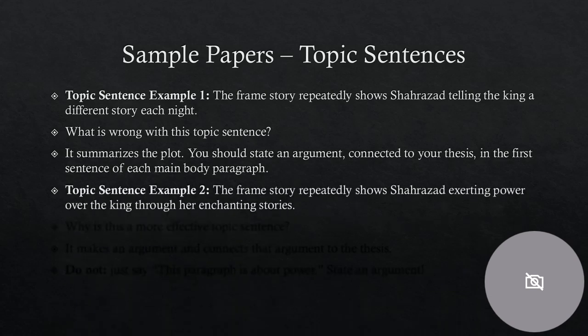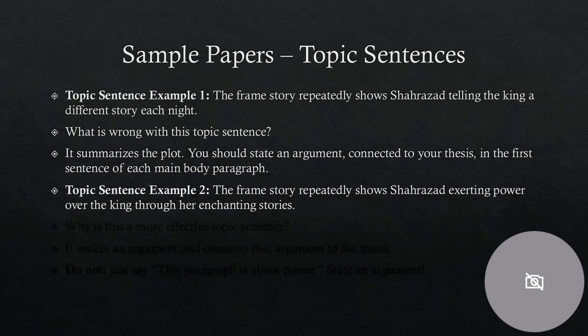So here's a stronger example. Here's her actual topic sentence. The frame story repeatedly shows Scheherazade exerting power over the king through her enchanting stories. I actually flipped the order of the sentences here to illustrate my point to you. Even though example 1, the negative example, is telling the story, example 2 has to come first. Because why do I care that she tells the king a different story each night? I understand after I read the topic sentence why it matters that she tells the king a different story each night.